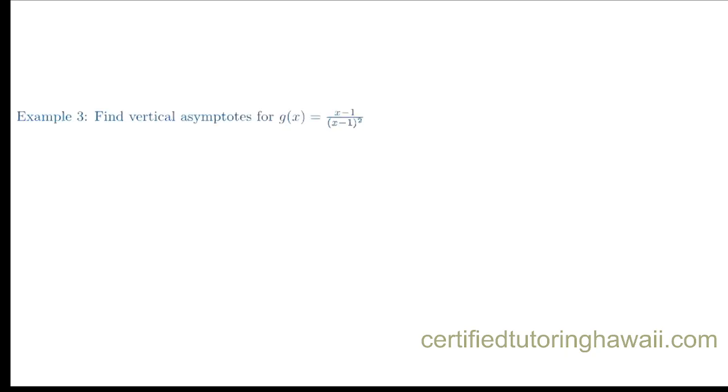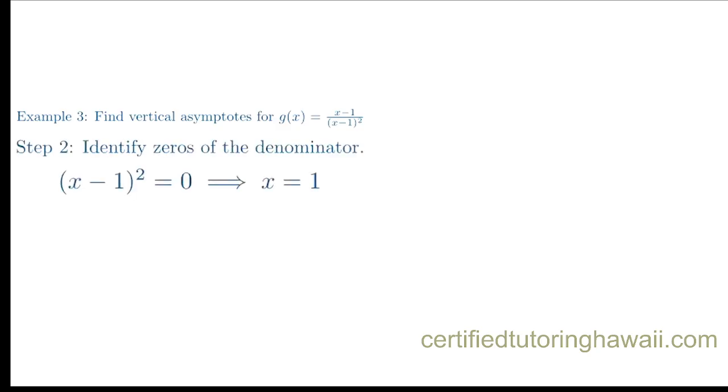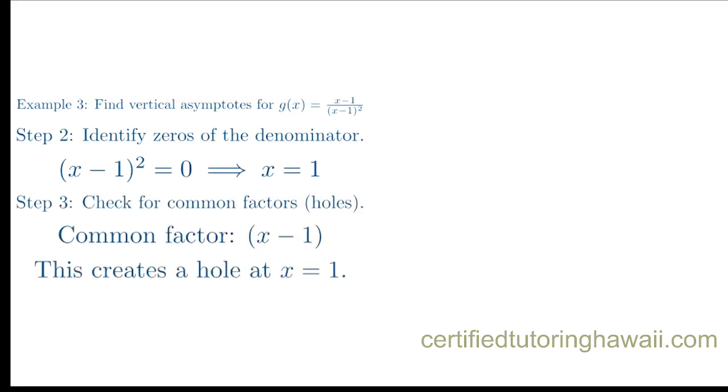Our function is g of x equals x minus 1 divided by the quantity x minus 1 squared. This is already factored, so step 1 is done. For step 2, the zero of the denominator is clearly x equals 1. For step 3, we look for common factors. We have one factor of x minus 1 in the numerator and two factors in the denominator.